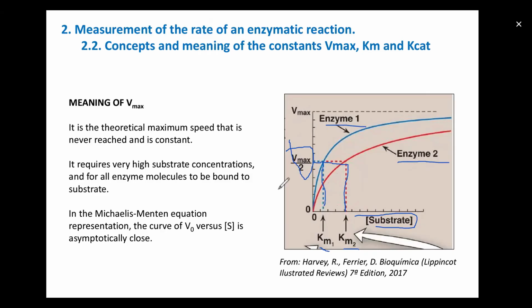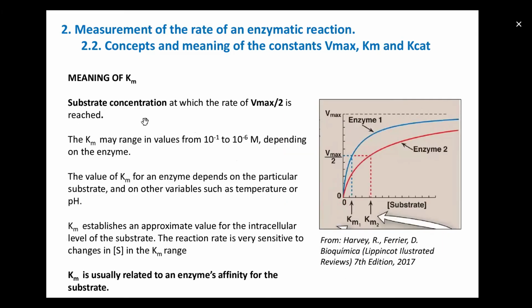So sometimes you can plot the Michaelis-Menten graph to compare the activity of enzymes, because Km is one of the kinetic parameters that is used to tell the kinetic behavior or the catalytic activity of an enzyme. We'll also look at the meaning of Km.